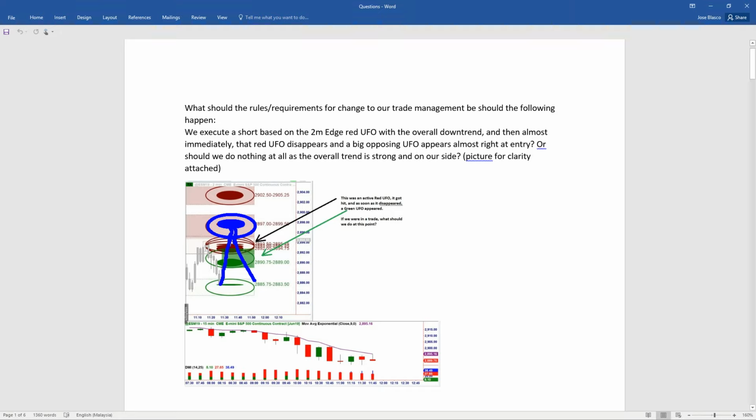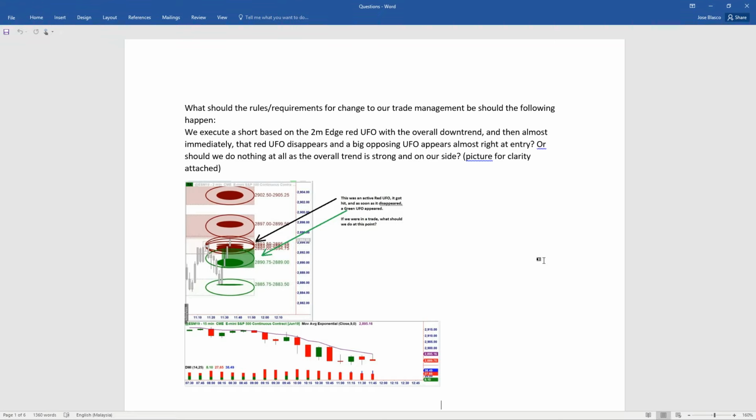So if you were in a situation like described, where you got short, the UFO disappears, and on top of that you got the green one, and now you're like, oh my God, what do I do? Because the red UFO I was relying on is gone. And on top of that, I got a rival UFO that just formed.